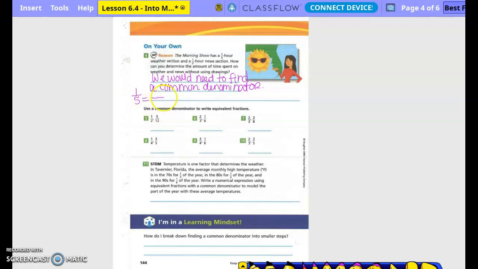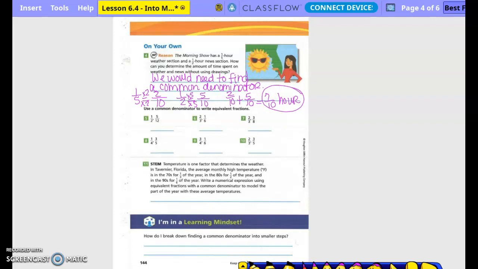10. So something over 10, right? So 5 to 10, times 2, right? What I do on the bottom, I do on the top. So this would be 2/10. 1/2. How do I get from 2 to 10? Times 5. So what I do on the bottom, I do on the top. So what would that get us? So 2/10 plus 5/10 equals 7/10. So it takes up 7/10 of an hour for the news and for the weather.